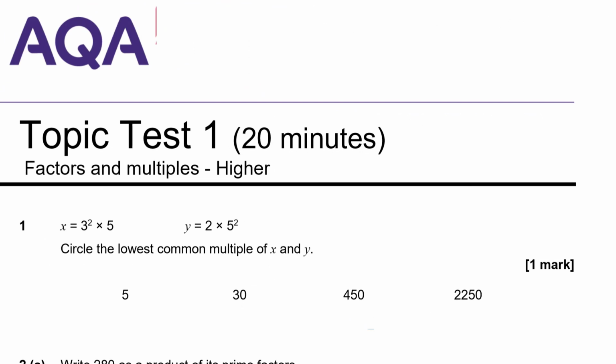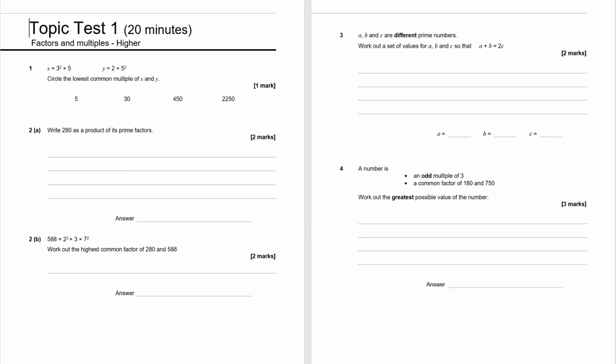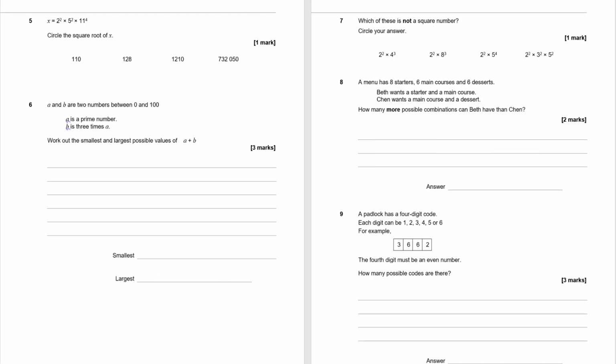Welcome along to another AQA topic test. This one is for factors and multiples, and it's listed as a higher topic, but many of these questions would also come on the foundation paper. Before we get started, I'm just going to show the blank question paper. So if you don't have a copy, you can now pause it and have a go at the questions first, and then once you're finished you can start again and look at the answers.